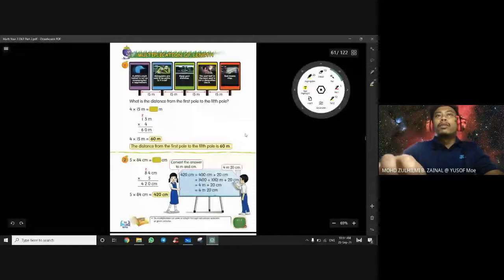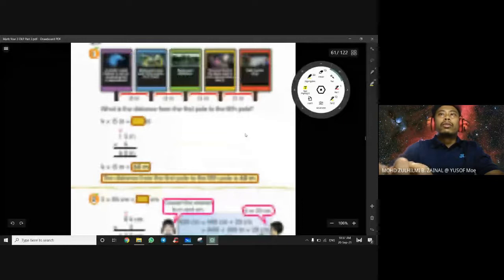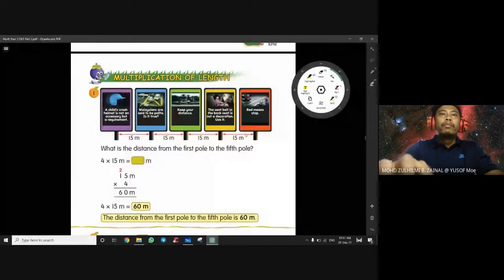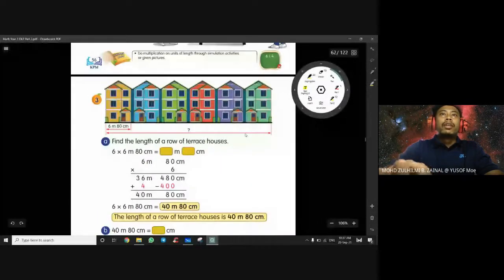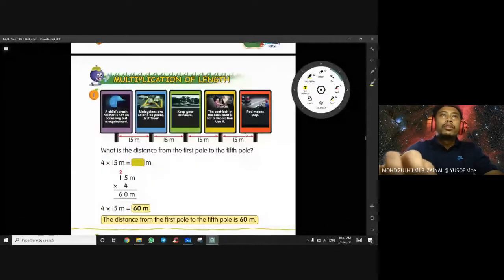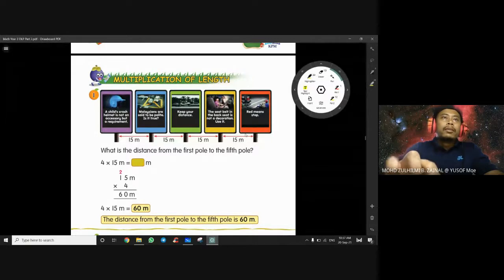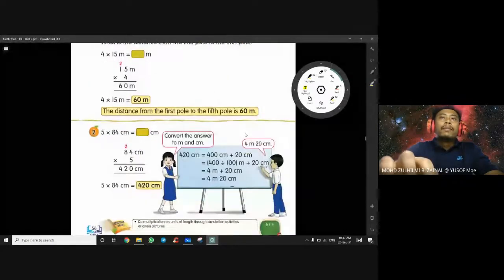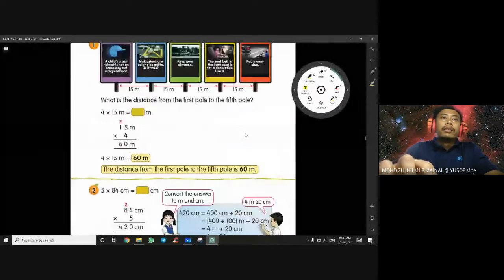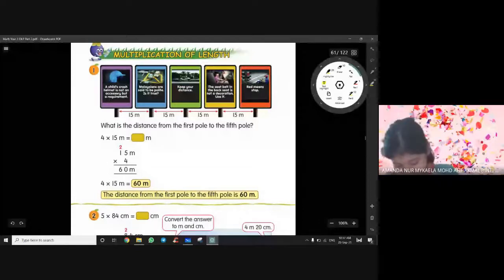Okay, what is multiplication of length? As you can see here, okay, kalau dalam buku teks kamu, you can see on page 56. Okay, boleh refer to your textbook. Ada topic multiplication of length. And within the topic, you can see some of the examples yang already given the answers. Tapi cikgu akan explain for your clearance lah.